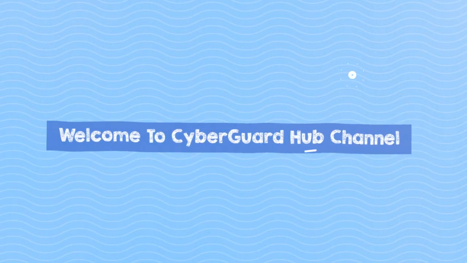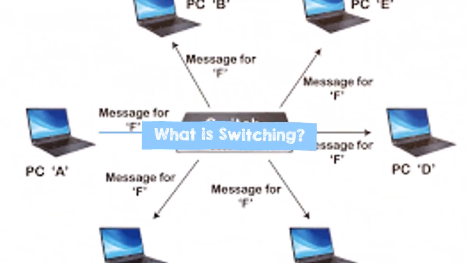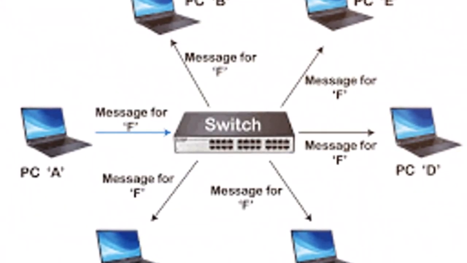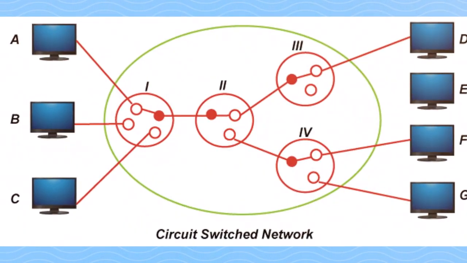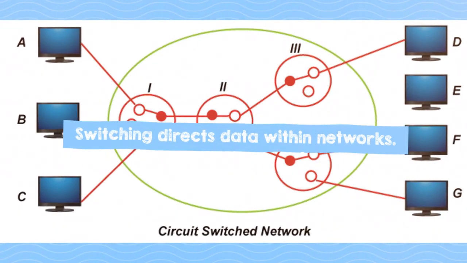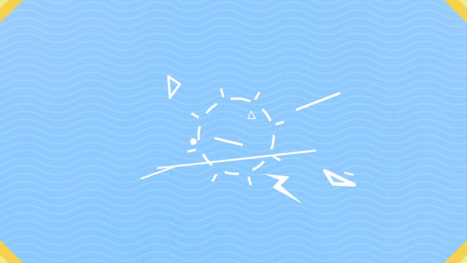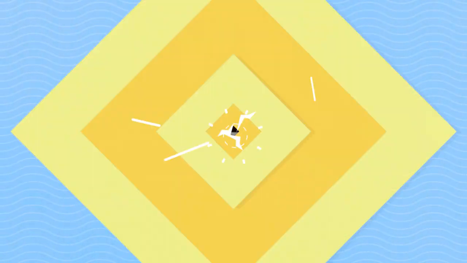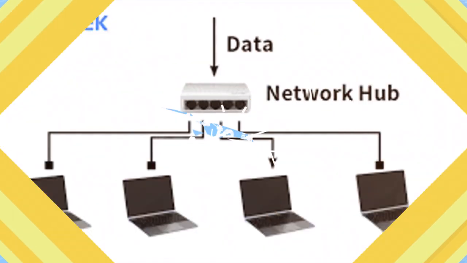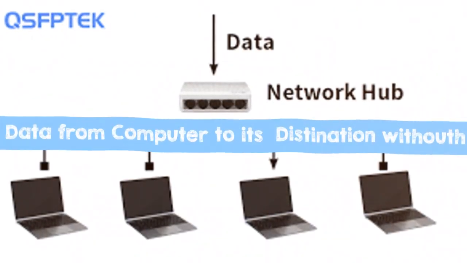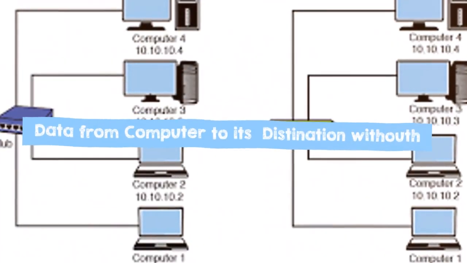Today we're diving into the world of switching in networking. So what is switching? Switching is how devices communicate within the same network using switches to transfer data. In other words, switching in networking is the process of directing data between devices within the same local network. It uses a device called a switch to read the destination addresses and ensures data reaches the correct device efficiently. For example, in an office, a switch ensures data sent from one computer reaches another without interference.